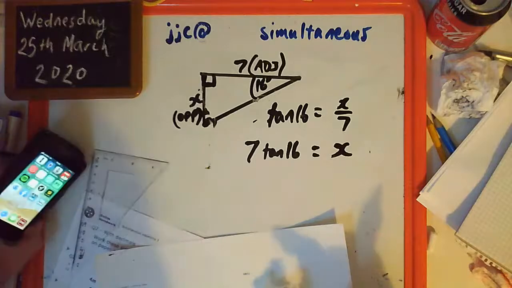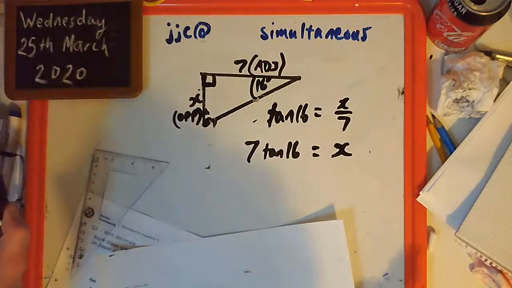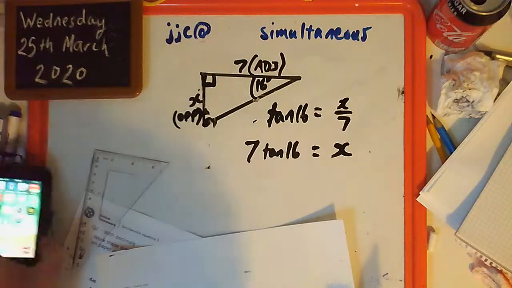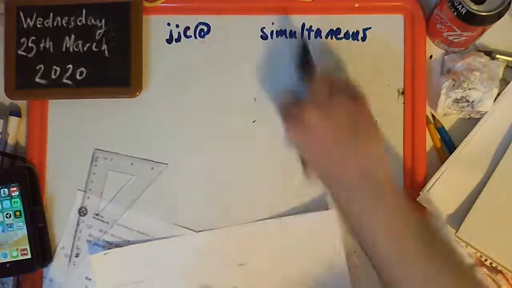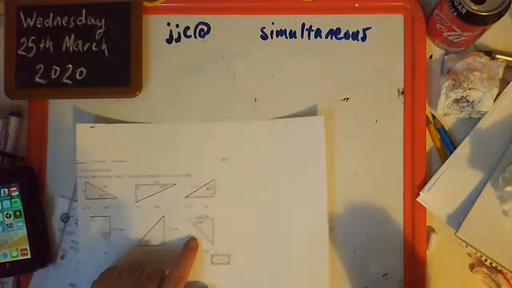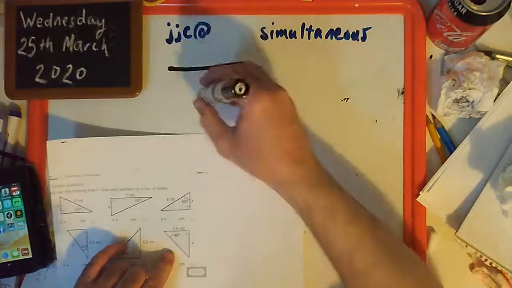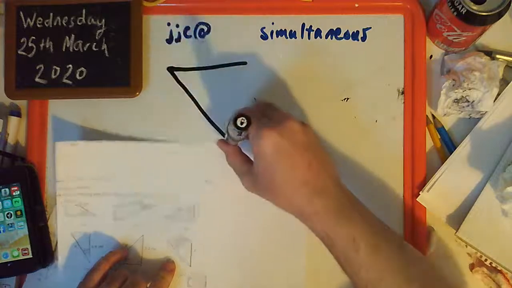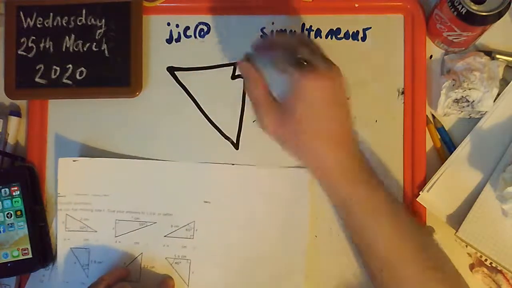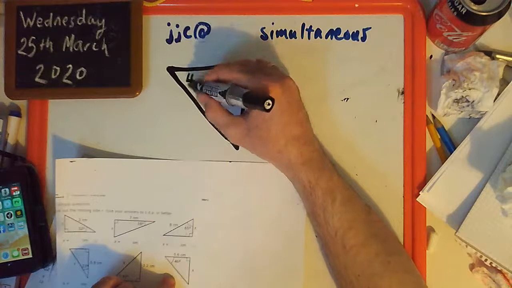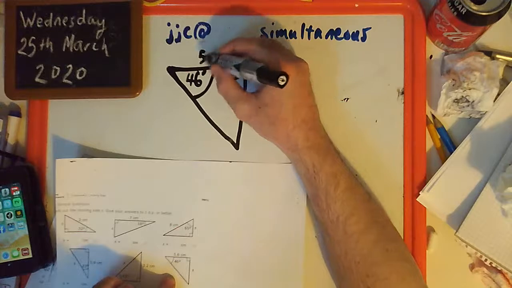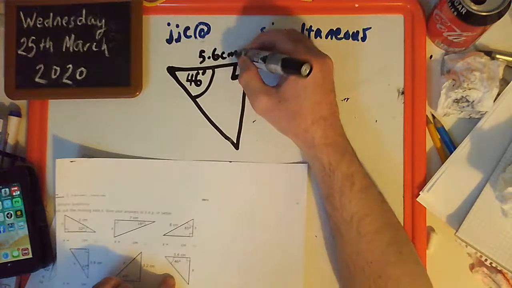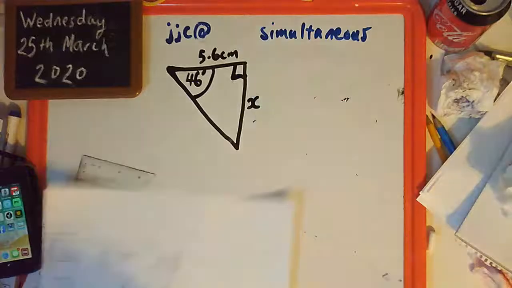Okay, so given that we've only got a couple of viewers out there, and I haven't had any email queries in, I'm just going to do one more on this sheet, and I'm going to go for the last one. I won't bother with the ruler this time, and I'm going to hope the last one is more challenging. It's got a 46-degree angle up there, it's got 5.6 centimeters there, and it's got x over there.